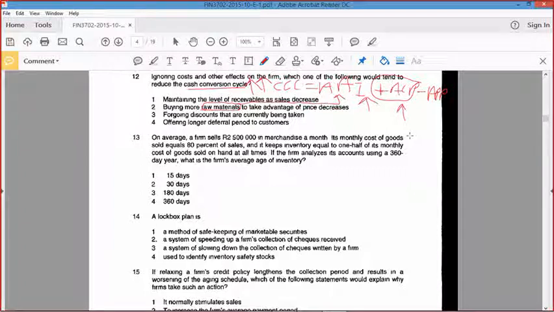Maybe 1. Okay, it's actually 3. Okay, foregoing a discount that are currently being taken. So do you agree what's currently happening? You're taking a discount. Okay, if you're taking a discount, what's going to happen to your ACP? Shorter or longer?